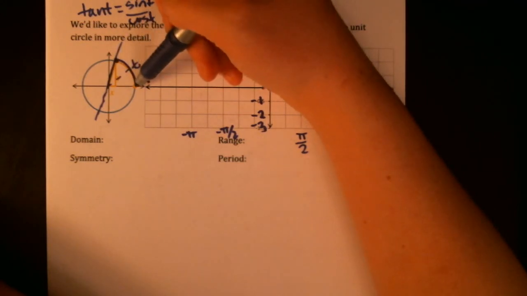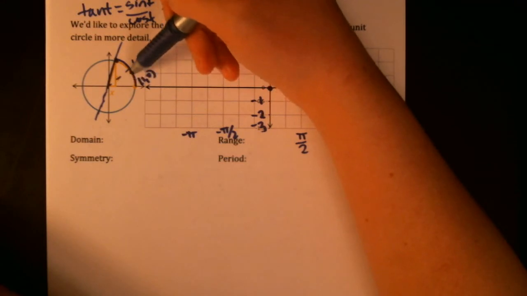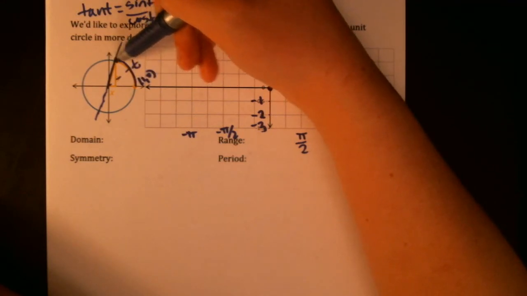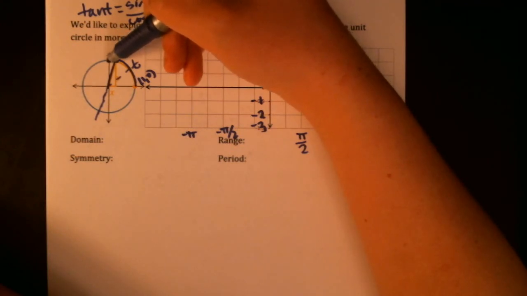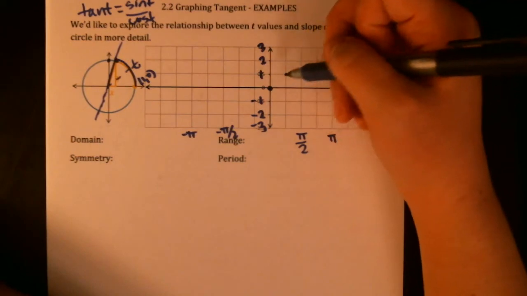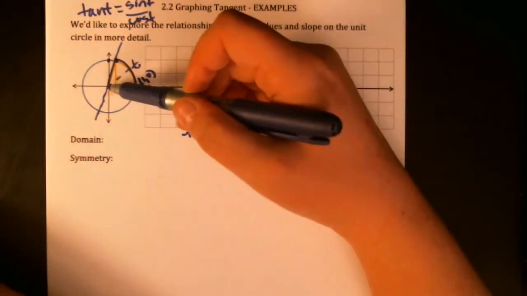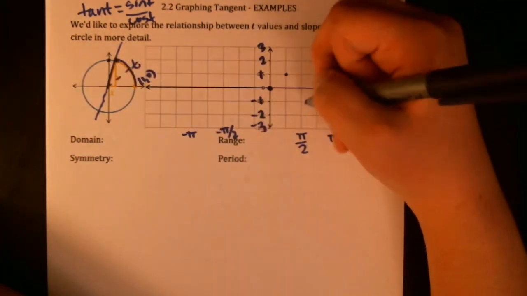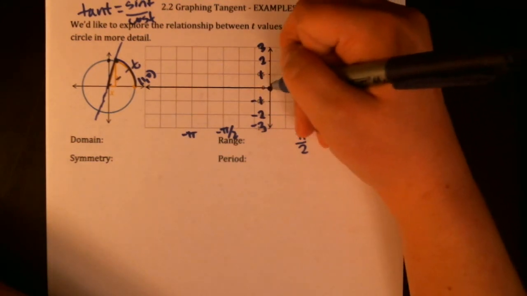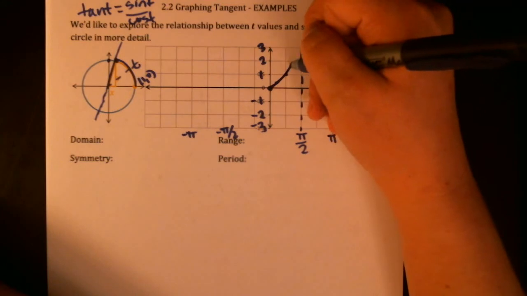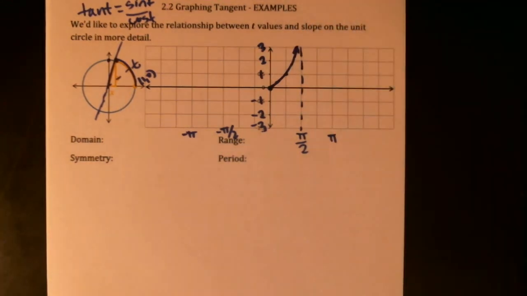But what happens is as the point moves from 0 to pi over 2, the slope gets steeper and steeper and steeper, as steep as we want it, until we hit the point (0, 1), and our slope is undefined. So our slopes are getting bigger and bigger, but when t is pi over 2, we're getting undefined. What's happening there is some asymptotic behavior. Infinitely large, and then nothing right at pi over 2.